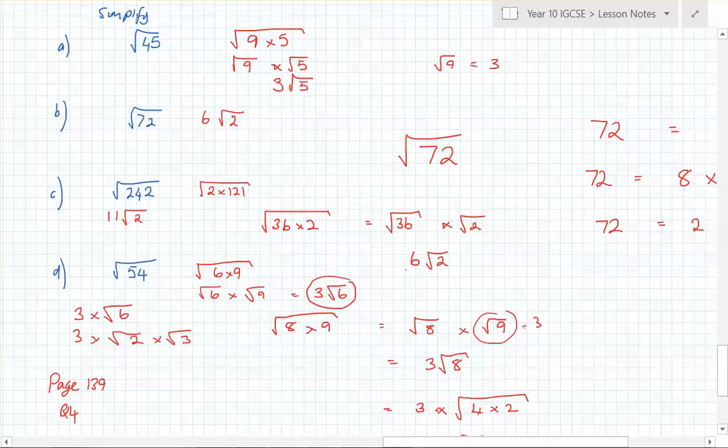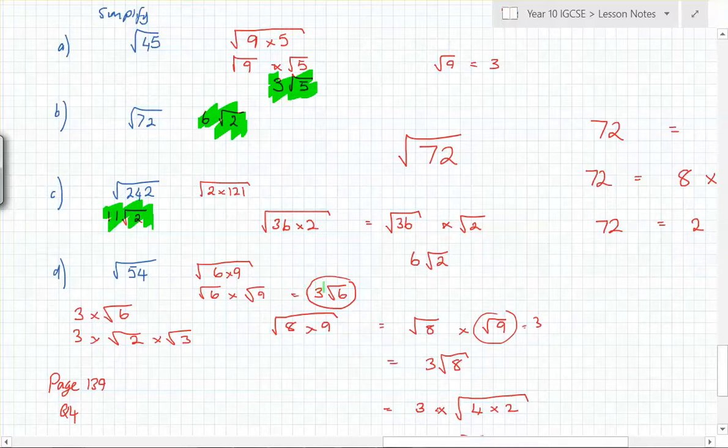Okay, that board looks a bit of a mess, doesn't it? With all that stuff all over it, but you get the idea. The answers that we need. So we've got 3 root 5, 6 root 2, 11 root 2, and finally 3 root 6. Just to show you that some of them don't simplify any further. So even though 6 is not a prime number, because there's no square factor, it doesn't go any further. It doesn't simplify anymore.